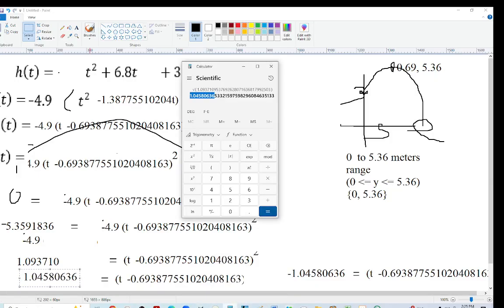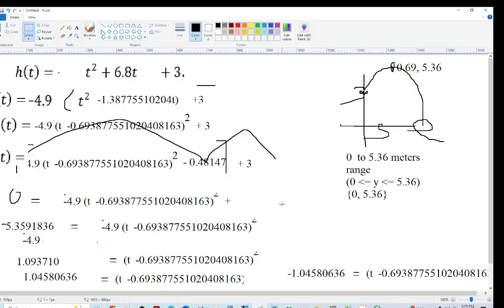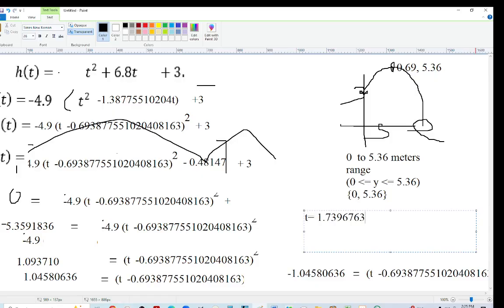Then we add 0.69387 or whatever. We get that, 1.73. So that means t is equal to this. And we also get the negative version, which is going to be equal to, add that. It's going to be equal to roughly, it doesn't really matter, negative 0.35, something like that. You can always figure that out.